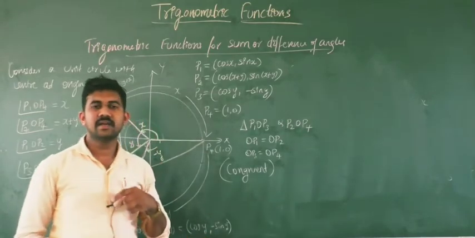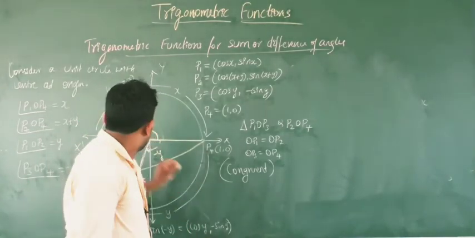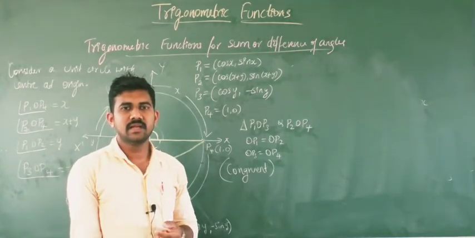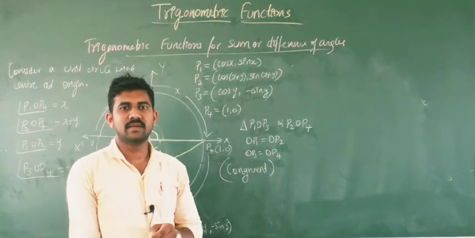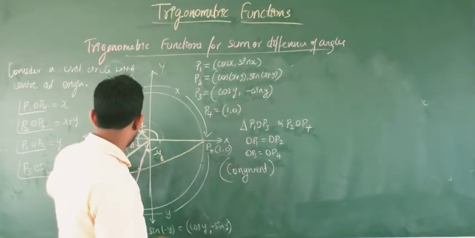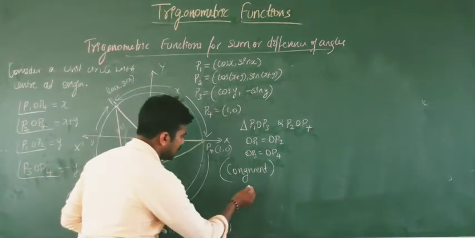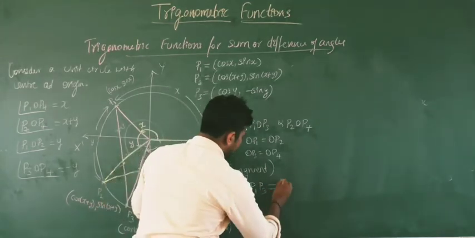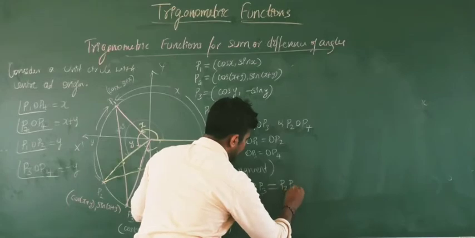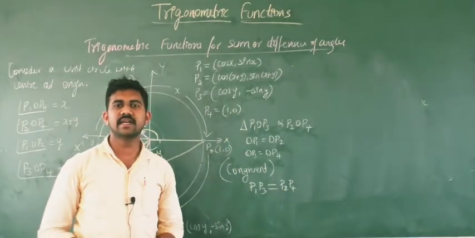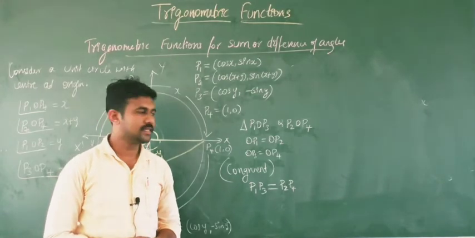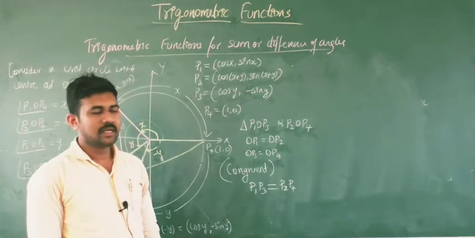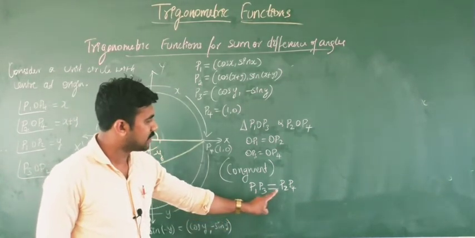Congruent means the angles are similar, and the size is also the same here. The length of each side is equal. So clearly we can say the third side, that is P1 P3 of the first triangle, is equal to P2 P4 of the second triangle. This condition we will get since both triangles are congruent triangles. Means here the length from P1 to P3 is the same as the length from P2 to P4.